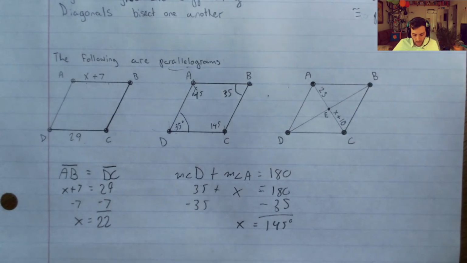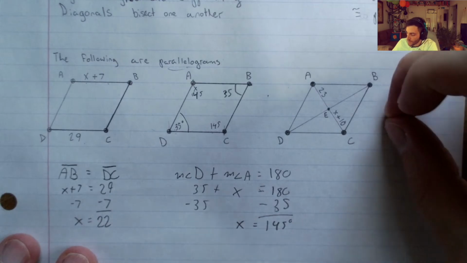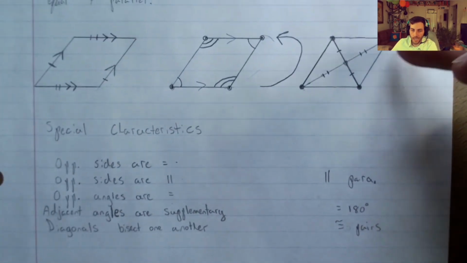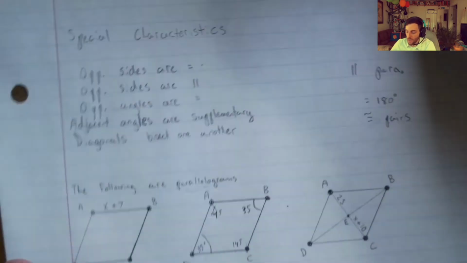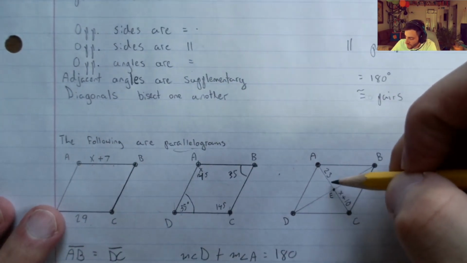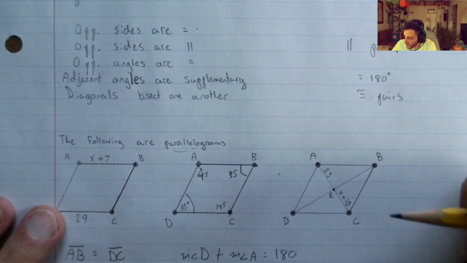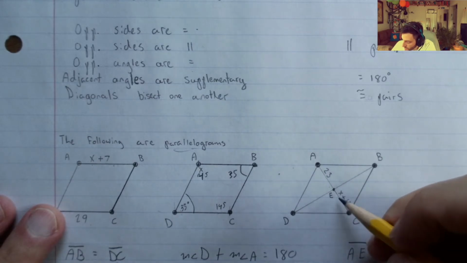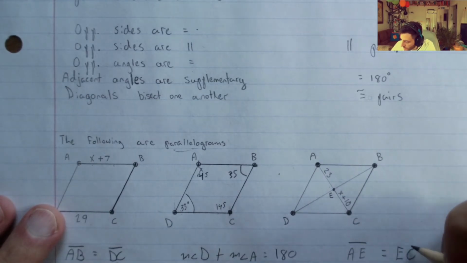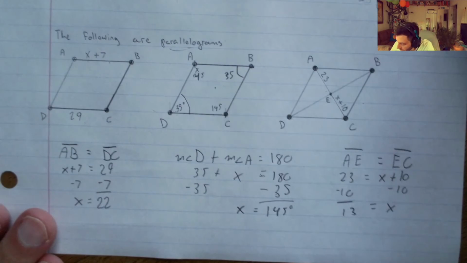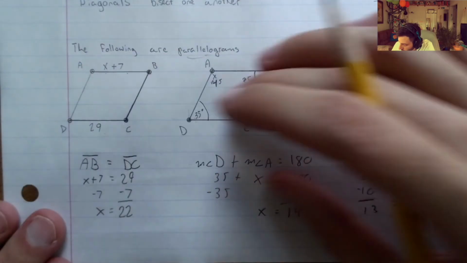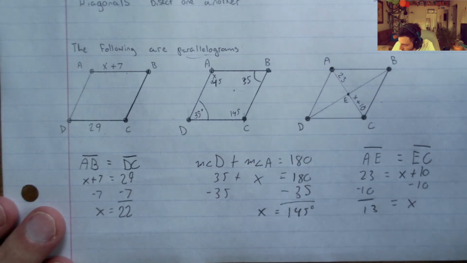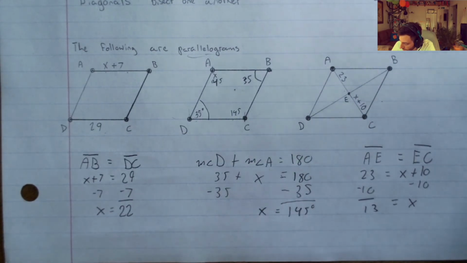All right, let's finish up with this last example on the bottom here. We have another parallelogram. This time we're looking at that third diagram, when we're talking about our bisected diagonals. Here I added a point in the center so we can describe segment AE as equal to segment EC. And if we just go ahead and fill in our values, we could say 23 is equal to x plus 10. Subtract everything out, and we get a value of 13 equal to x.